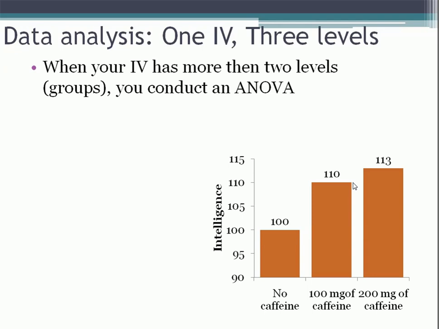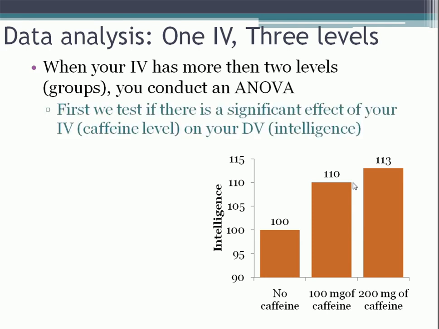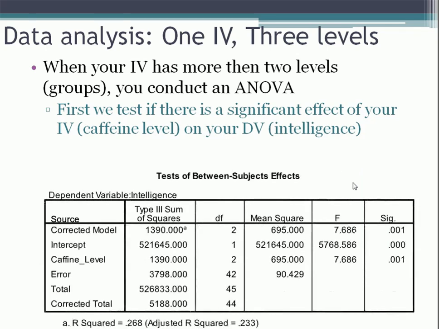When we have more than two levels, so if your senior thesis data has an independent variable with more than two levels, the statistical tool that we use to answer this question is what we call an ANOVA. First, we test if there's an overall effect. So the first test in this kind of analysis strategy is to ask the question, is there a difference between any of these groups at all? And that is our F test.